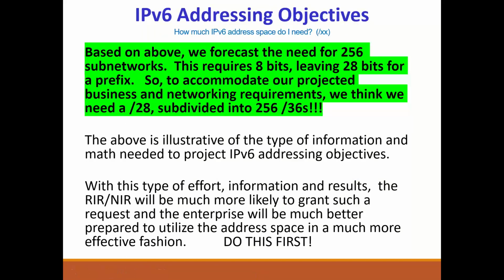So to summarize that, what we've gone through here is that we need 256 subnetworks as we think forward and do our planning. This requires 8 bits, so that leaves 28 bits, and we're going to look at a map of the IPv6 address space and see how this breaks down in a second. So that leaves 28 bits for a prefix. So to accommodate our projected business and network requirements, we think we need a /28, and we would subdivide that into 256 /36s. So that's what we sought to accomplish.